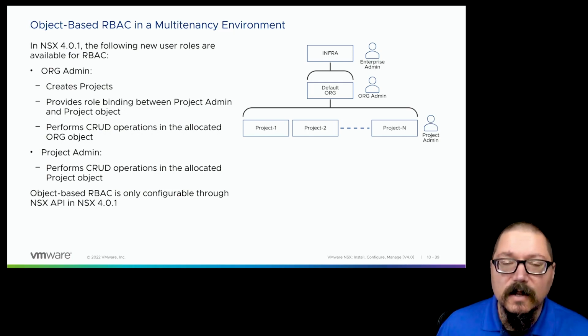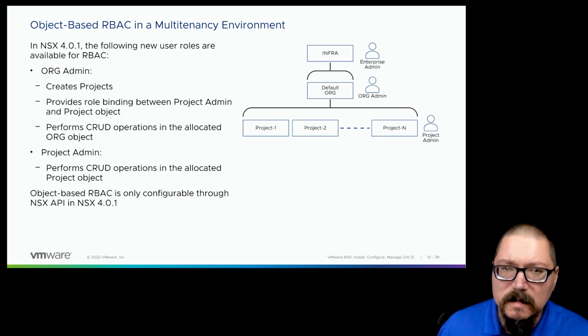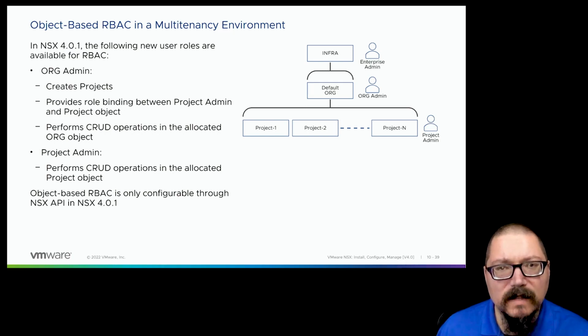So we have this new permissions model, but if you don't actively use it, you're not going to see any of this. You're not going to notice any of this. All of this role-based access control, all of this object-based and multi-tenant access control, is used by way of the API, right? So I've got to get my favorite API client out, whatever that happens to be, and set this all up through the API. There are no GUI artifacts for multi-tenancy as things stand today here in NSX 4.0.1.